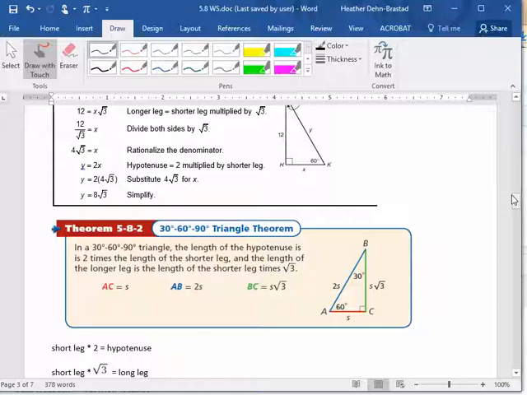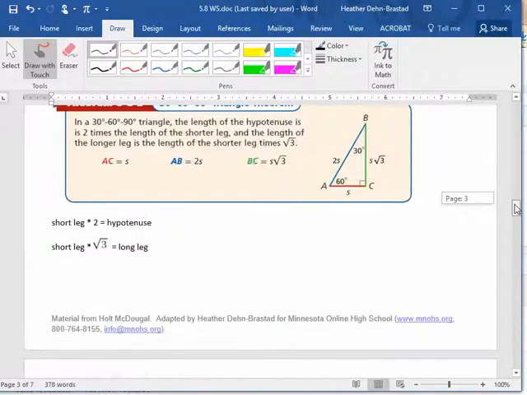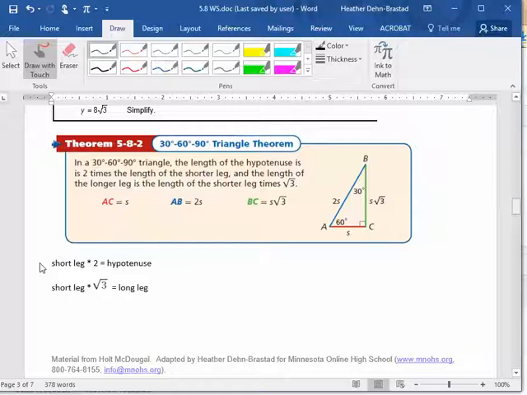So here is the shortcut theorem. And down below I wrote really what this means. If you know the short leg, which they call S in this picture, and you multiply it by 2, you'll get the length of the hypotenuse. If you know the short leg and multiply it by the square root of 3, you'll get the length of the long leg. And you can use these two little equations to find the length of any of the sides if you know one of them.